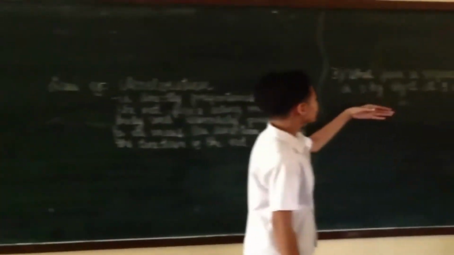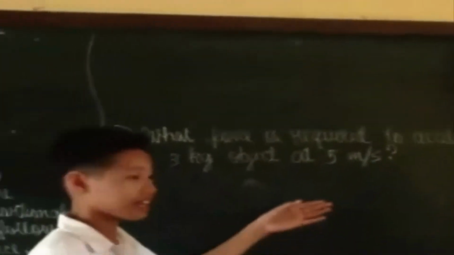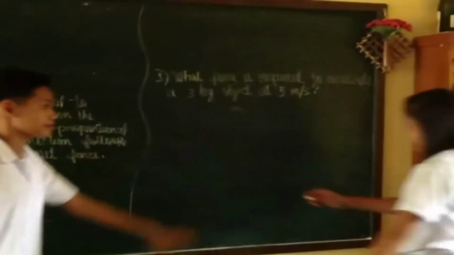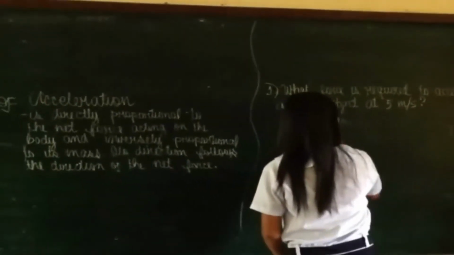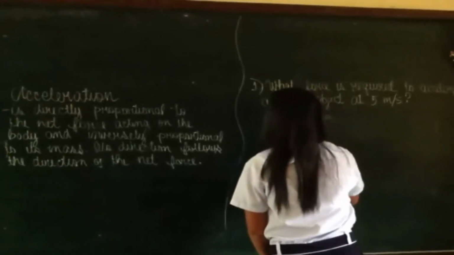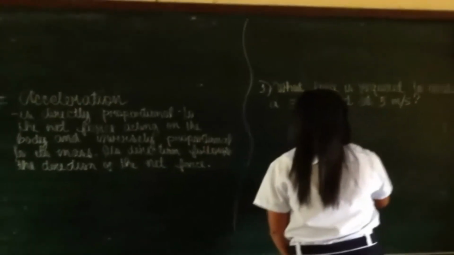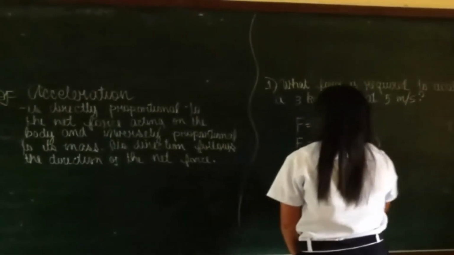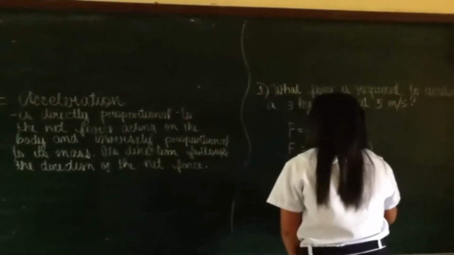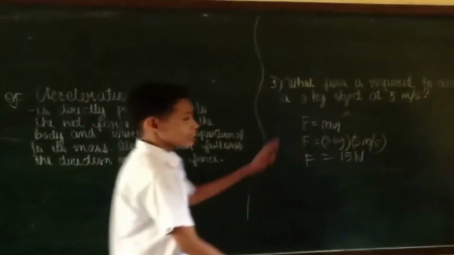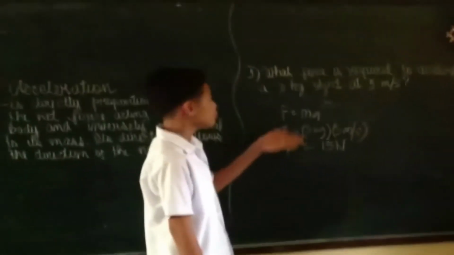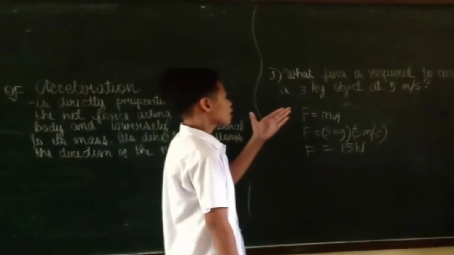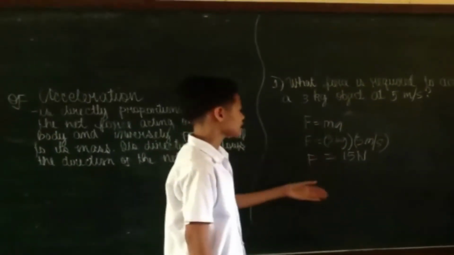Okay, we have a problem here. The question is, what force is required to accelerate a 3-kilogram object at 5 meters per second? Russell Santiago will solve this problem. So, like what Alisa said, the formula for finding the force is force equals mass multiplied by acceleration.